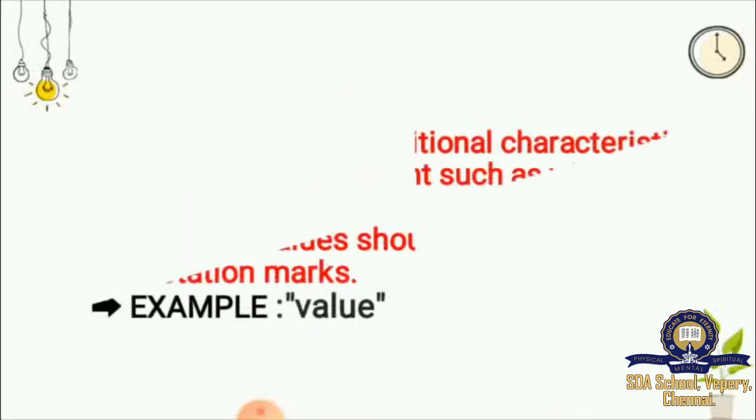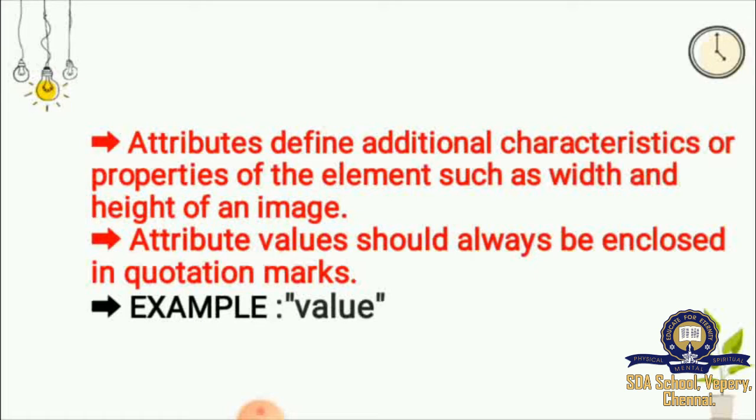Attributes define additional characteristics or properties of the element, such as the width and height of an image. Attribute values should always be enclosed in quotation marks. It is used to define the characteristics of an HTML element, and it is placed inside the element's opening tag. Attributes are made up of only two parts, that is a name and a value.